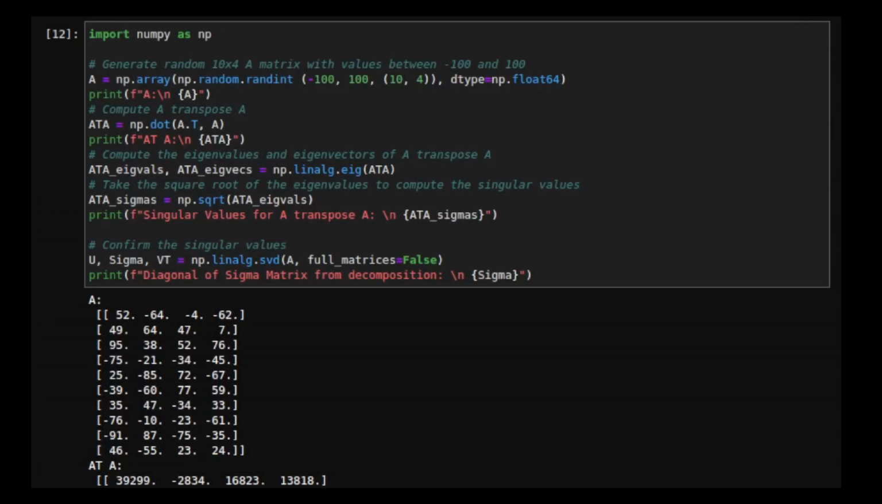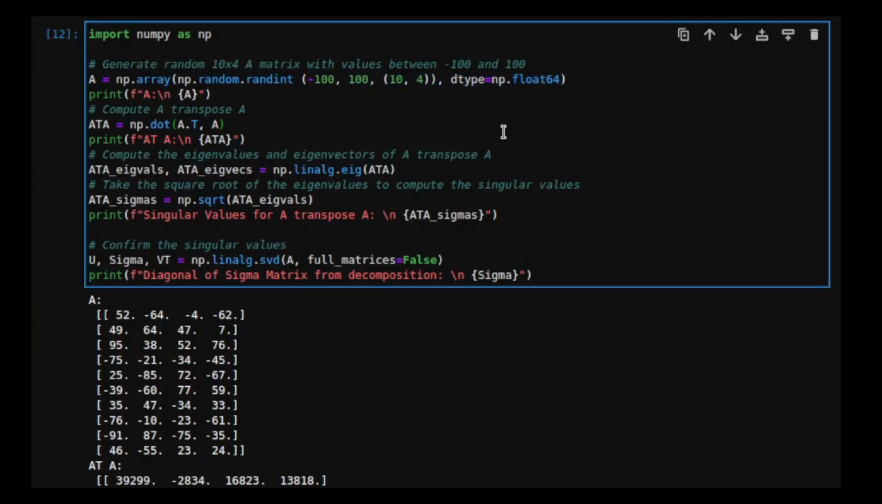Here you can see in this quick block from the notebook, which again is at the top, GitHub link in the description of this video, that we are first generating a random 10 by 4 non-square matrix with integer values between -100 and 100. Then we are going to compute A transpose A, and compute the eigenvalues and eigenvectors of A transpose A using the NumPy linalg eig function. Recall that we're using A transpose A here because our matrix is 10 by 4 in dimension.